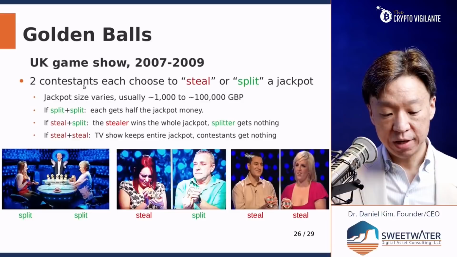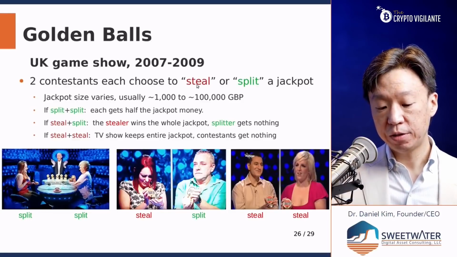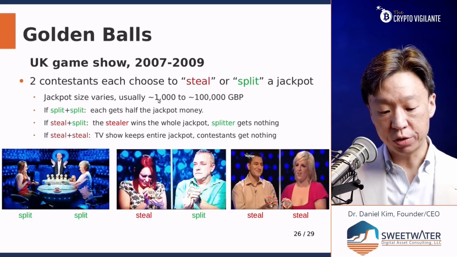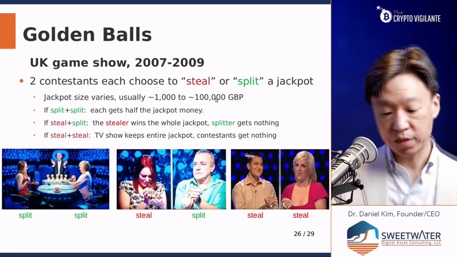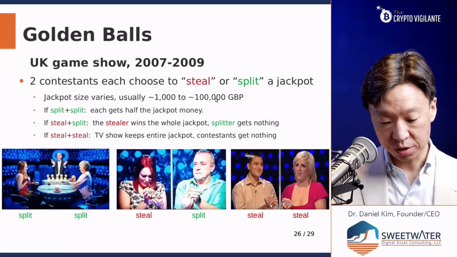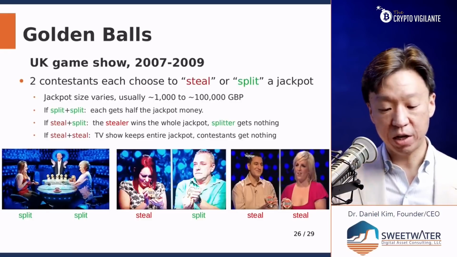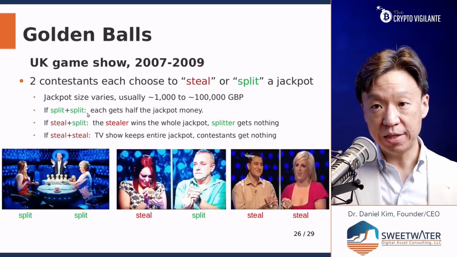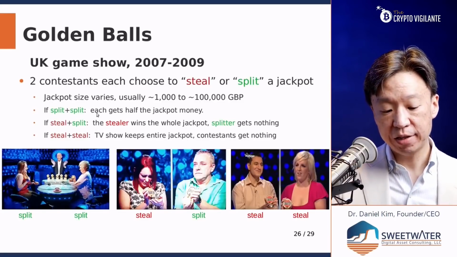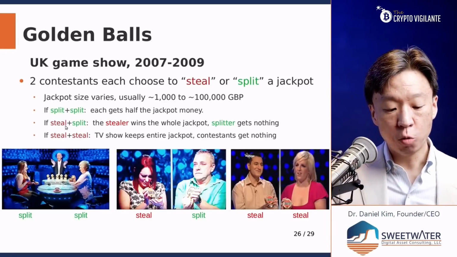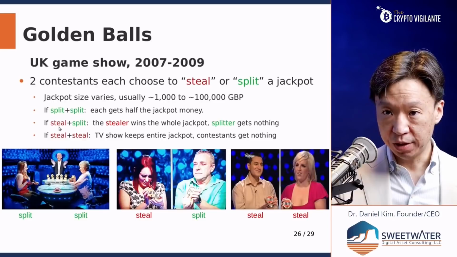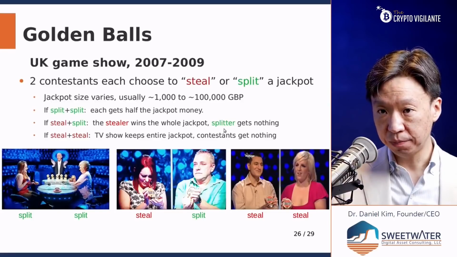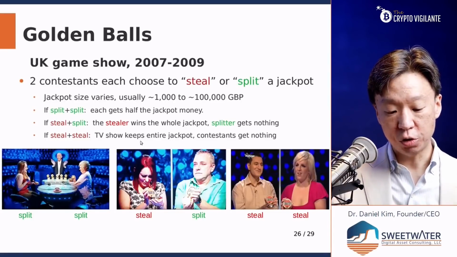You have two finalists, and each one can choose, do I steal the jackpot or do I split the jackpot? And the jackpots vary. It was usually 1,000 to 100,000 British pounds. So that'd be like 2,000 to 200,000 US dollars. Although towards the end of that period, it would have been 1,500 to 150,000 US dollars. So basically, if the two contestants agree to be nice to each other, if they go split, then each contestant wins half the money. If one person is dishonorable and chooses to steal, but the other person is nice, then the stealer wins all the money. The nice person gets nothing. And if they both choose to steal, the TV show keeps the entire jackpot.